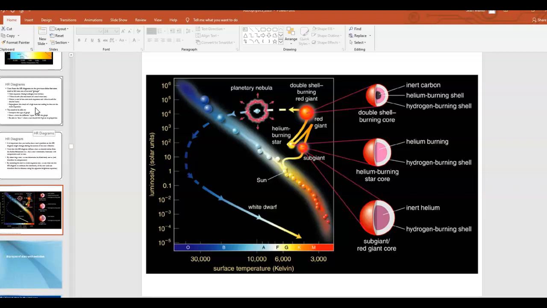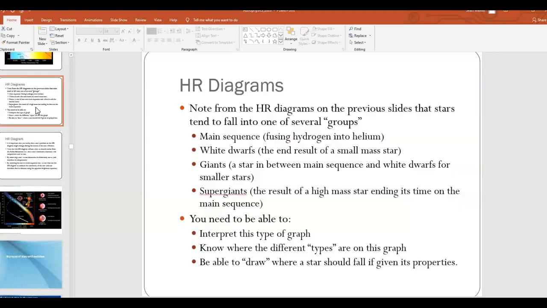But it's important that you understand what the HR diagram is and how to classify the different parts of the HR diagram, and be able to draw where a star should fall if given its properties, high mass star versus low mass star. And that's something you'll be able to do later on when we talk about the different paths of stellar evolution. So let me know if you have any questions.